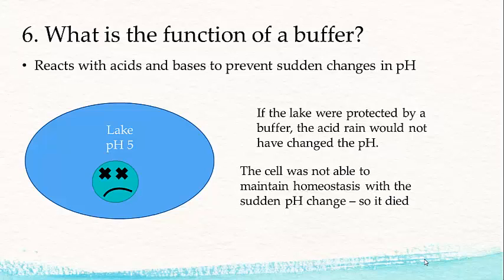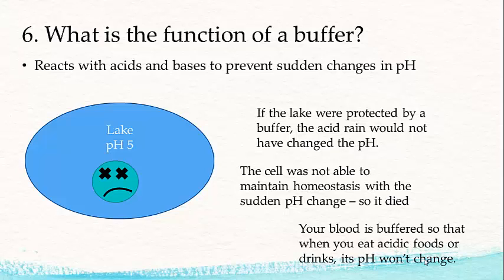Homeostasis is just the narrow range of conditions that an organism needs in order to stay living. If those conditions suddenly change, such as with our sudden pH change, the organism cannot maintain homeostasis and it will die. Blood is also buffered so that whenever you eat something that is acidic or drink an acidic drink, the pH won't change.